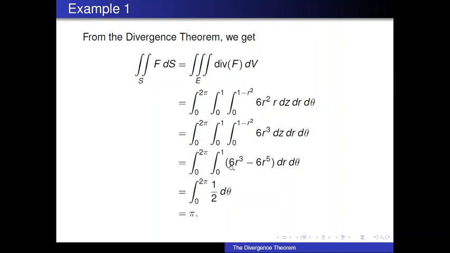6 over 4 r to the 4th minus 6 over 6 r to the 6th. Well, evaluating that at 1 gives us 6 over 4 minus 6 over 6. That should just be 1/2 at the end. Okay. And now we'll integrate the constant function 1/2 with respect to theta from 0 to 2 pi. That just turns out to be pi.